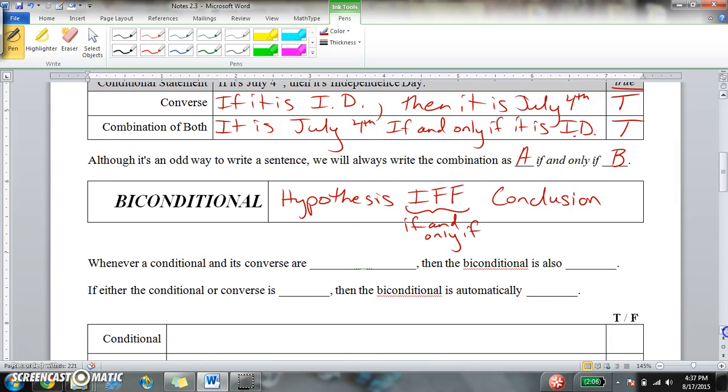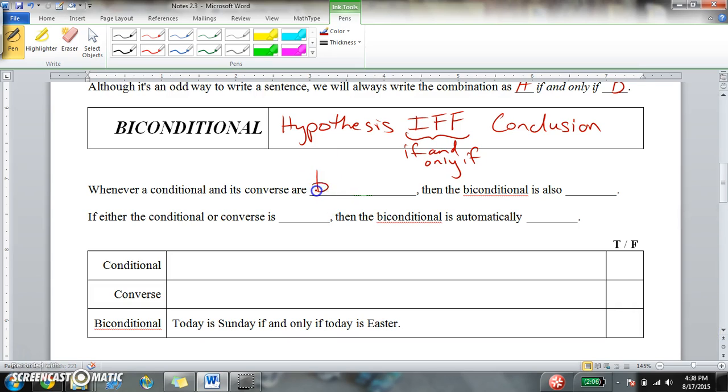So whenever a conditional and its converse are both true, then the biconditional is also true. If either the conditional or the converse is false, so they do not both have to be false, but if either one is false, then the biconditional is automatically false.